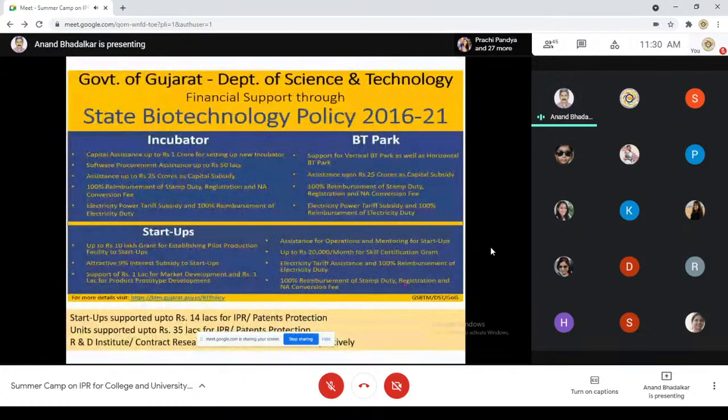That is one. This is the second one. The biotechnology policy supports innovators in a large number of ways, but I want to draw your attention to the last component, patent protection, IPR protection. If you are a startup, we support up to 14 lakhs.